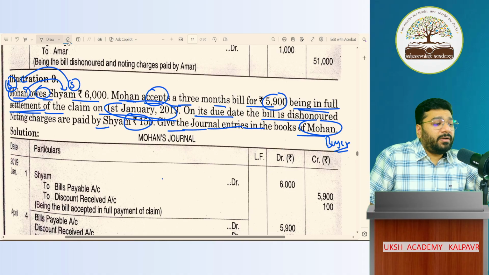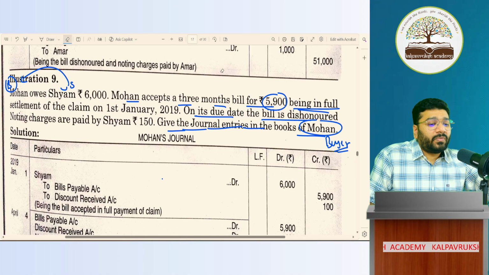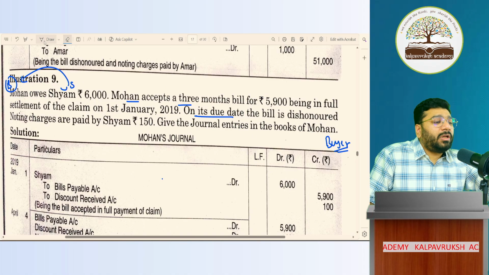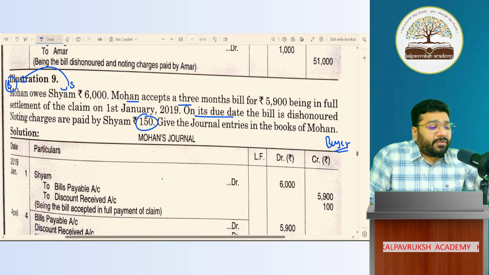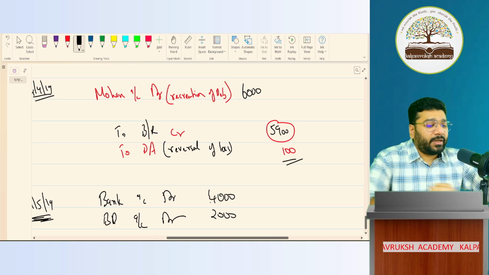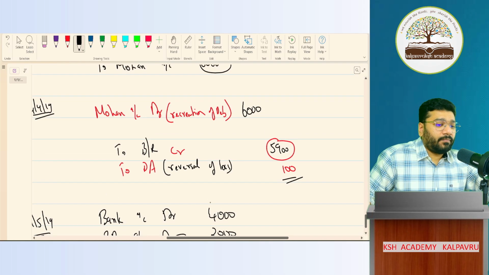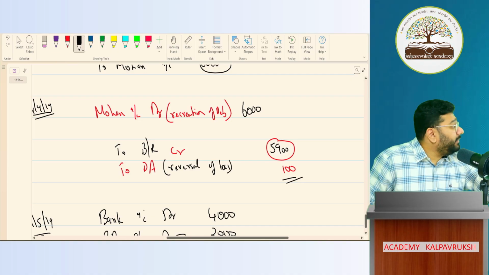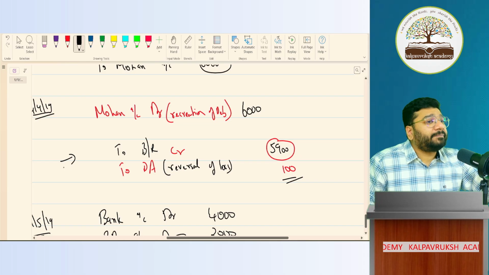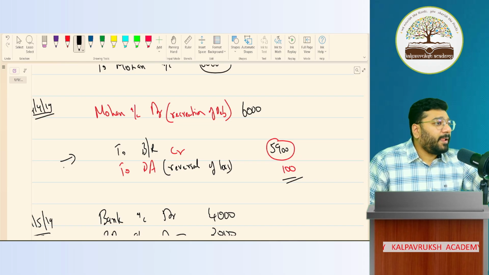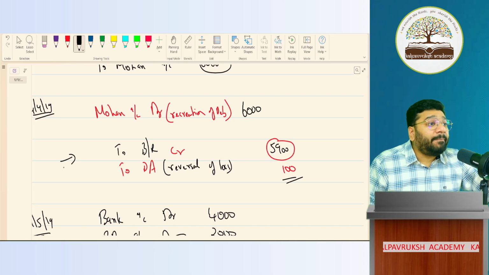When the bill got dishonored, what did Sham do? Sham took the notary public along with him and got the noting work done. For that, he has paid 150 from his pocket. Do you want me to combine this with the entry, or can I make it a separate entry? Combined entry, okay. Noting charges, who paid? Sham paid from his pocket.